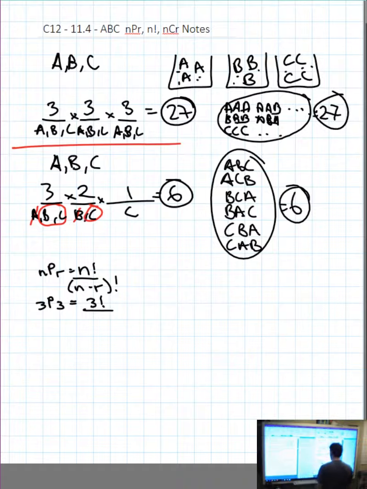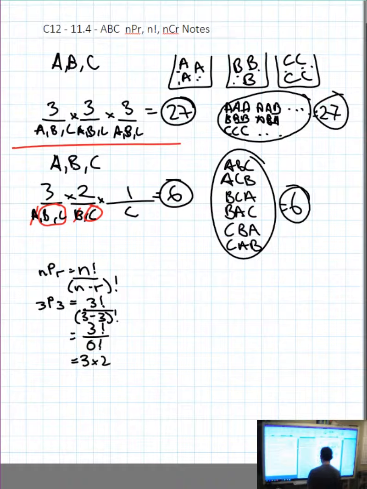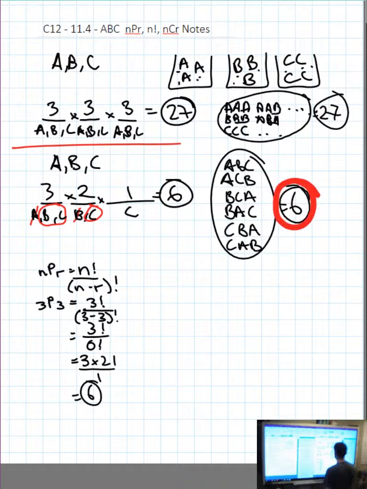3 factorial over 3 minus 3 factorial. Well, that's simply 3 factorial over 3 minus 3 is 0 factorial, which is 1, and 3 factorial is 3 times 2 times 1 over 1, which is equal to 6. The same as the 6 off to the right that we got before.